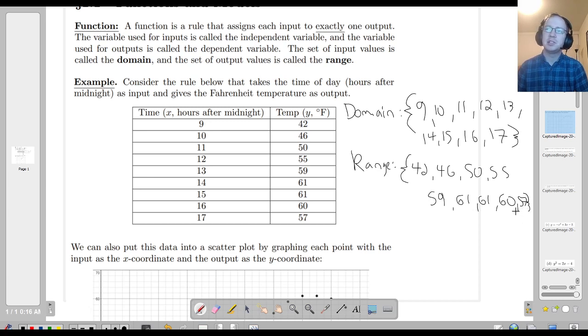Now I do want to take a second to clean up this range. When I'm writing a set of numbers, there's no need to write any number more than once. So you'll notice this temperature 61 degrees shows up twice. I don't need to write that twice. I should get rid of that one. This is the more simplified way of writing that range. Okay, let's see if any other numbers repeat. Nope, that was the only one. So just something to keep in mind when you have a set notation. If any numbers repeat, you shouldn't write them more than once, just write them one time. So that's my domain, or in other words, my set of inputs. That's my range, my set of outputs.